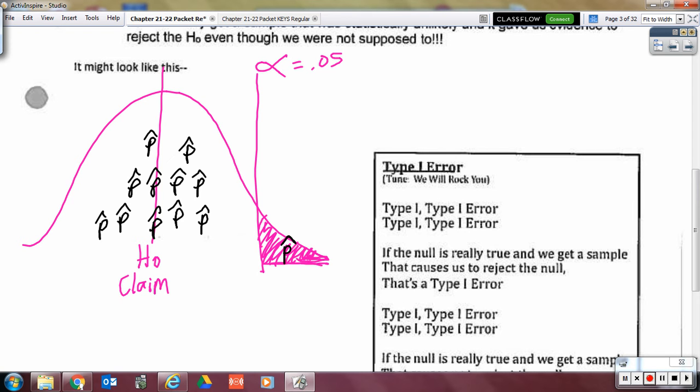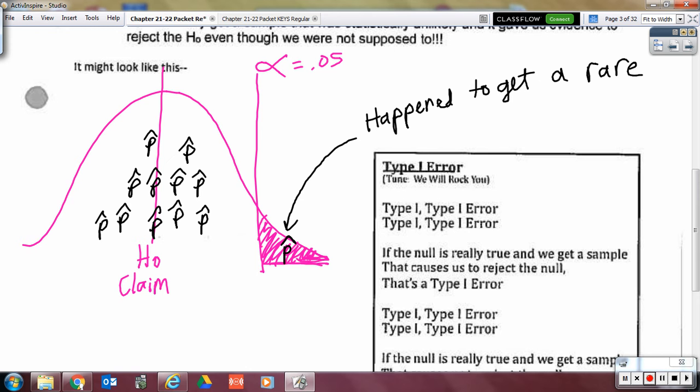So what happens is, if the null hypothesis is true, but I happened to get a rare sample, where is that rare sample located? What is that pink area called? What am I going to do if a sample's in that area? I'm going to reject. You remember that this area, the alpha, is the size of the rejection region. So the sample that I got happened to fall in the rejection region.